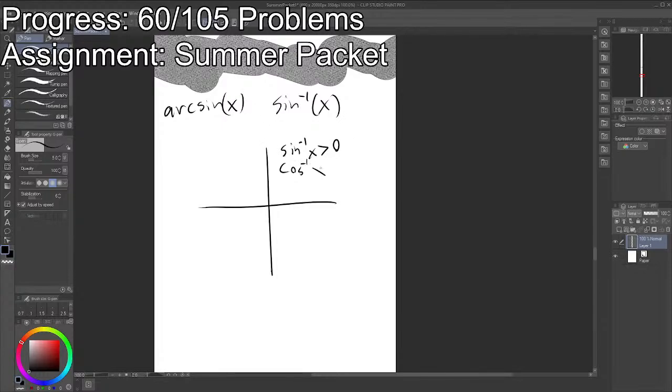Cos inverse x, sine inverse x. Oh, less than 0. Alright, example. Express the value of y in radians. And this is what they give.